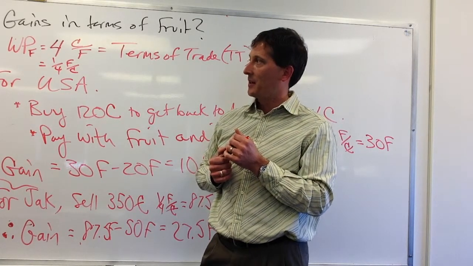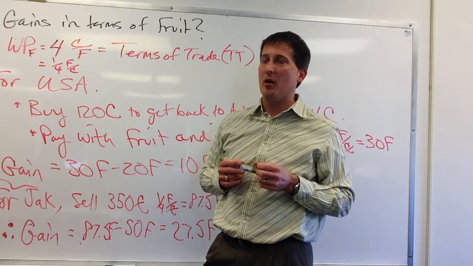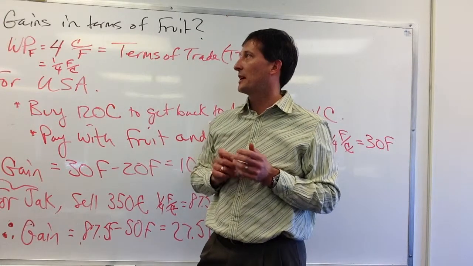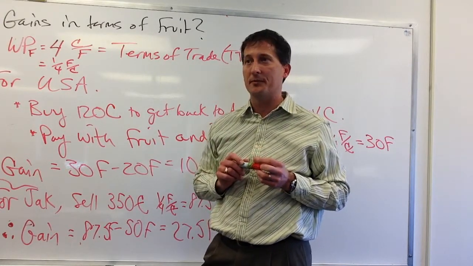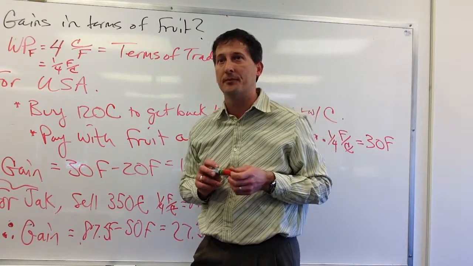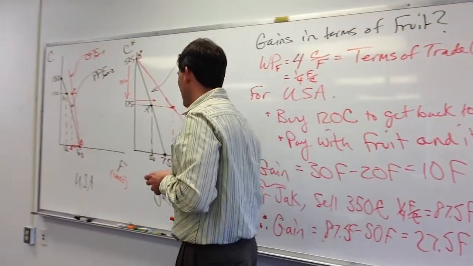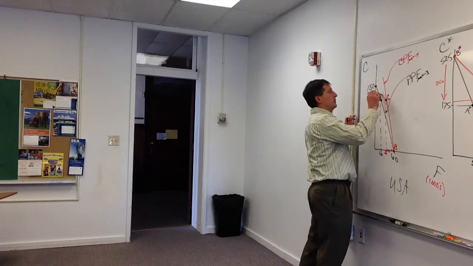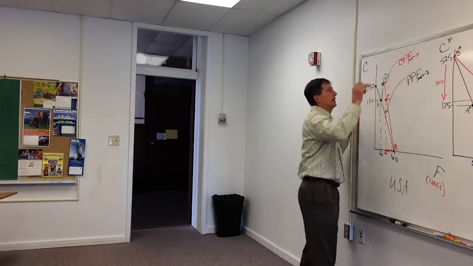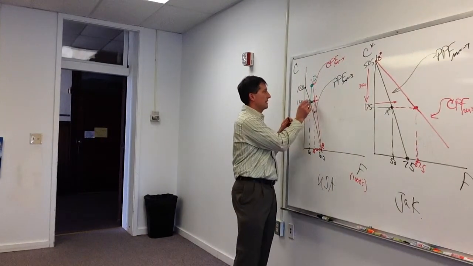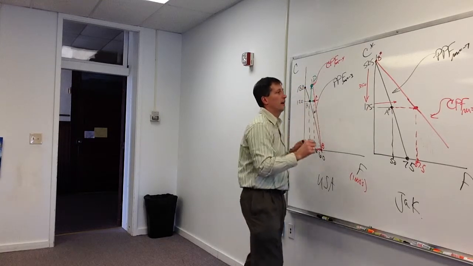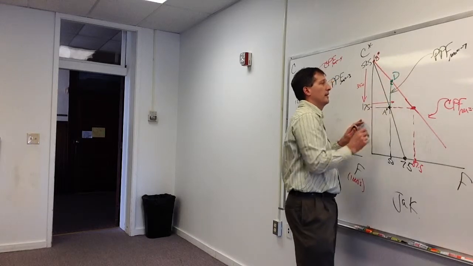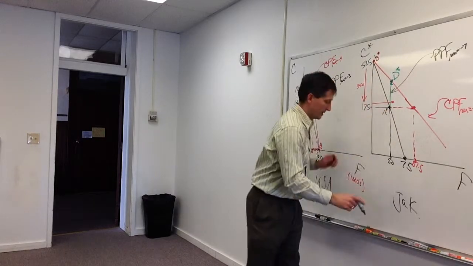So now that we hopefully are all comfortable, if you need to talk to your neighbor or me while you're doing it, show the gains from trade in terms of computers for each country. Graphically, again, you're just going up to point E instead of C. You're not moving this way, you're moving this way. And same thing here, you're moving up to a point D star instead of C.